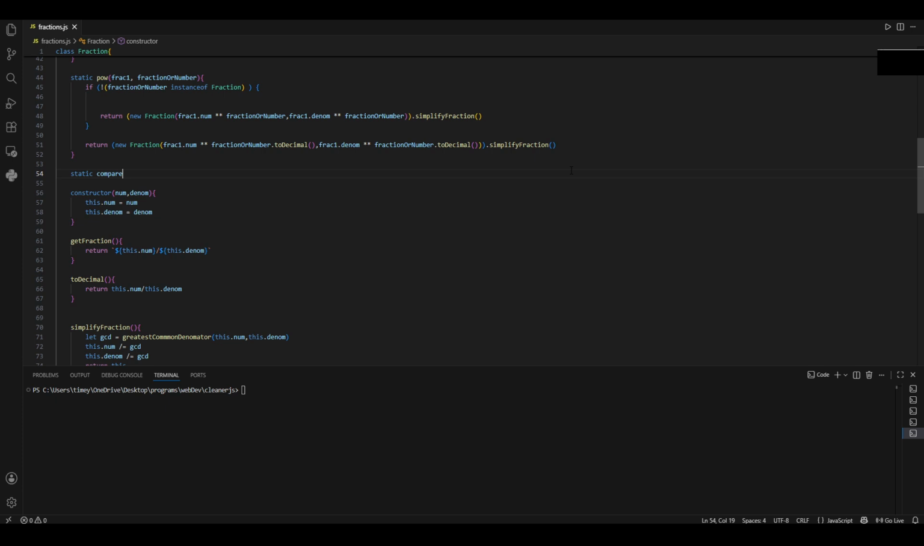Static compare is greater. I don't know. I would say greater. Right. 1, 2.